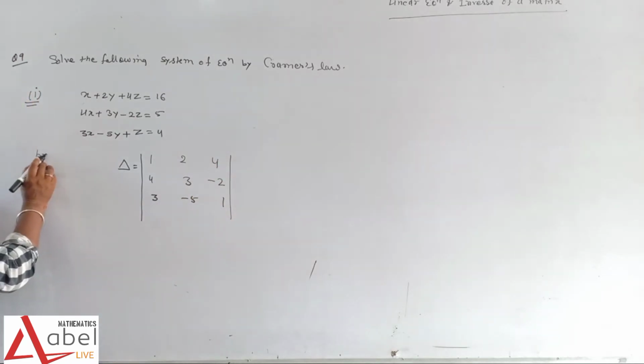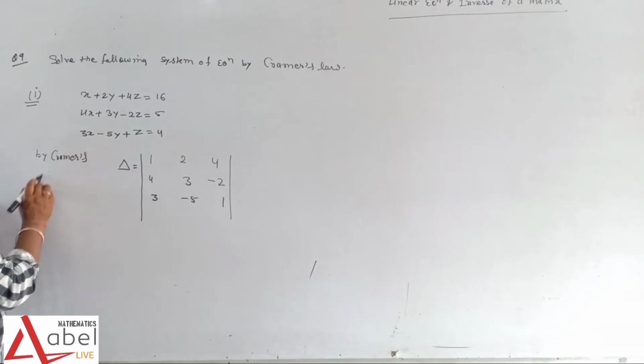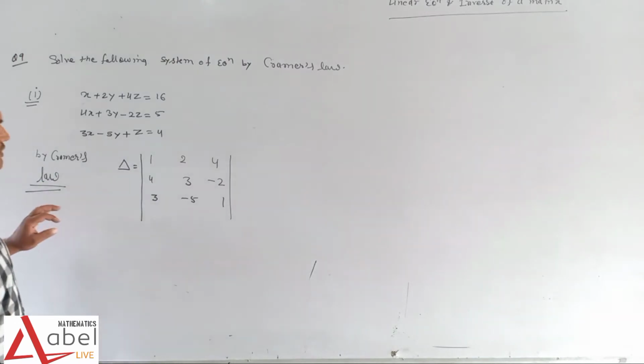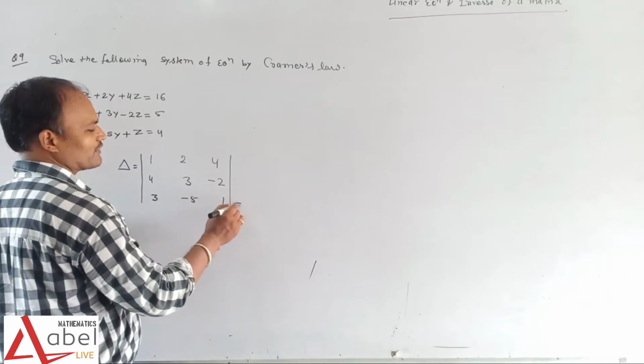We can write here by Cramer's law. We are not saying that we have to law something, we are saying that it is a law. So how can we solve that?